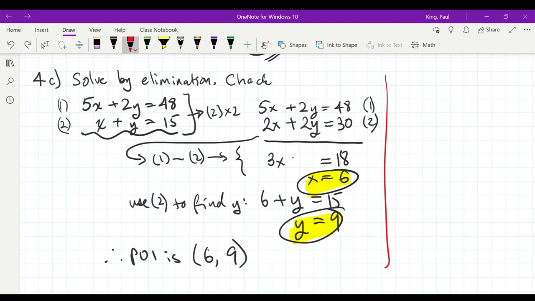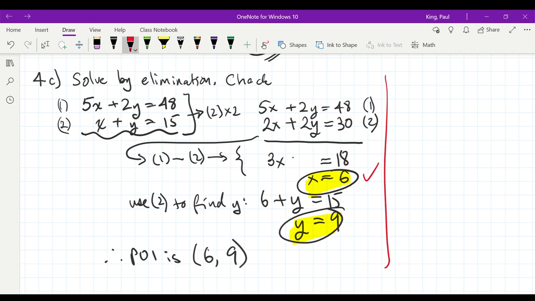So when we subtract, we get 5x minus 2x is 3x, right? We just do the subtraction going in that downward direction. And 2y minus 2y is nothing. We don't get anything there. 48 minus 30 is 18. And so we get 3x equals 18. When we divide both sides by 3, x equals 6.